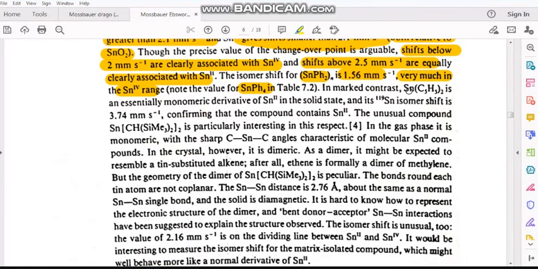In marked contrast, Sn(C5H5)2. This is unlike SnPh2, where there is a carbon tin bond. Here, like ferrocene, five carbon atoms are bonded to the tin atom, so Sn(C5H5)2 is essentially a monomeric derivative of tin 2 in the solid state, and its isomer shift is 3.74 mm per second. So there is a difference. It clearly indicates this species Sn(C5H5)2 is a monomeric derivative with tin 2, whereas (SnPh2)n has an isomer shift value of 1.56, clearly indicating it's a polymeric one.